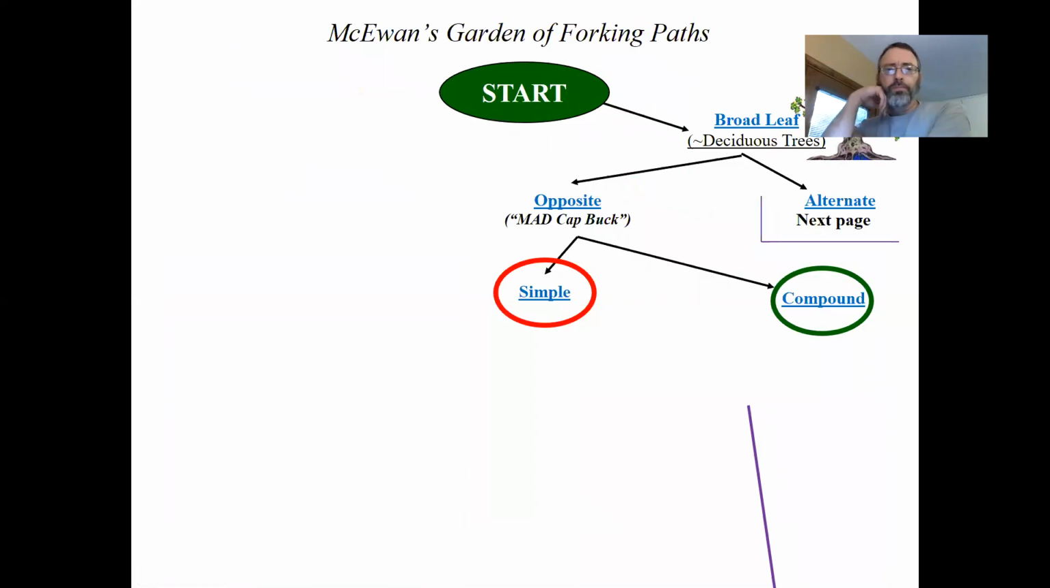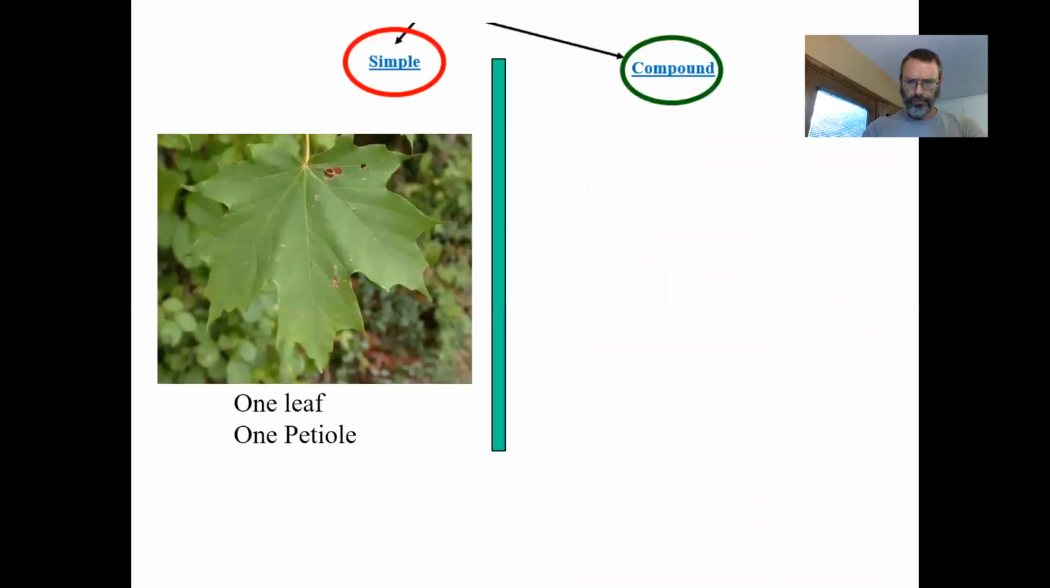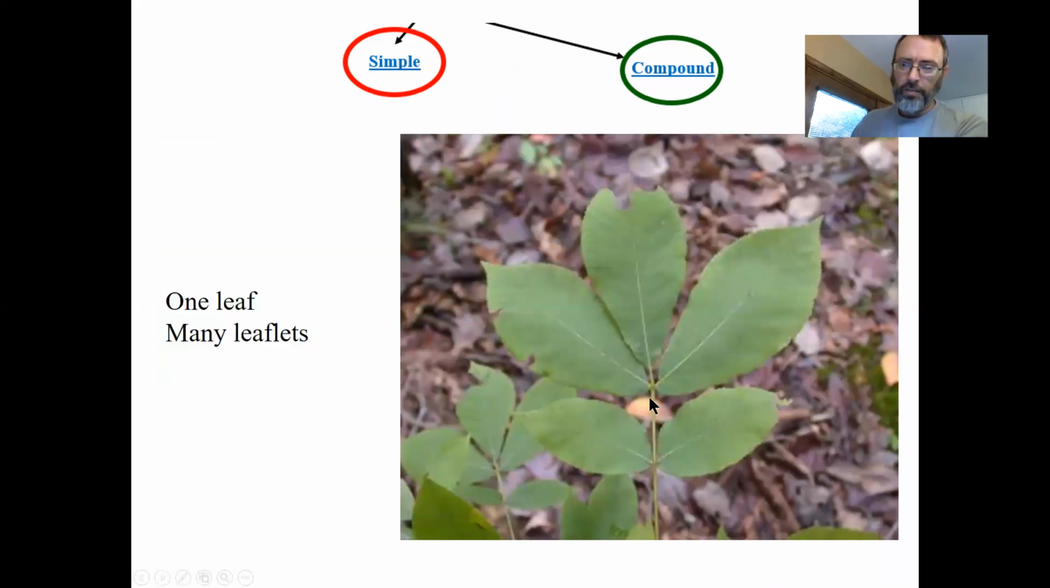Now the next fork in the garden of forking paths, and we're going to head down the opposite side, and we're going to look at this, and we really just want to learn these words: simple versus compound. This is a kind of leaf. If you have a simple leaf, it's one leaf, one petiole. So this is a maple leaf. Here's the leaf, here's the petiole. Versus a compound leaf, this is a hickory leaf, and this whole thing is the leaf. And these are what are called leaflets. So one leaf, many leaflets.